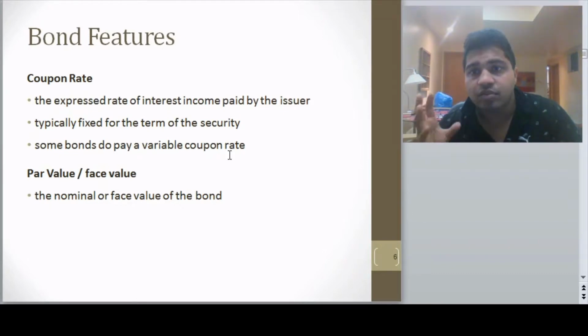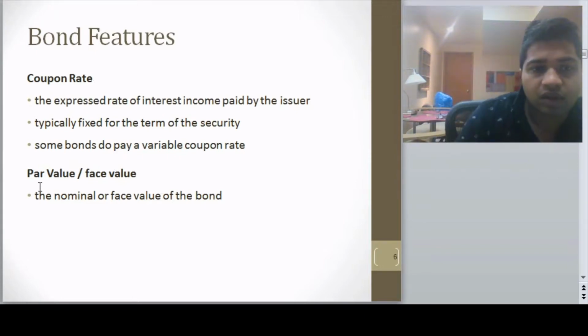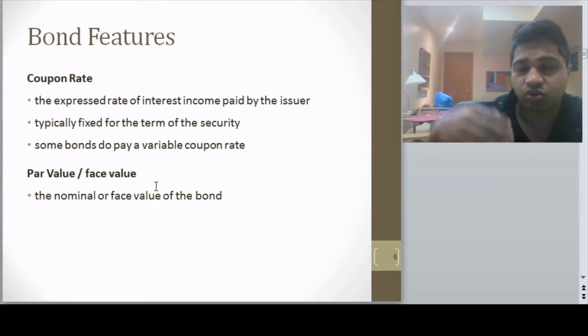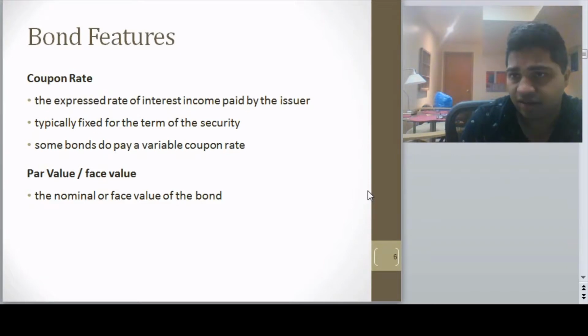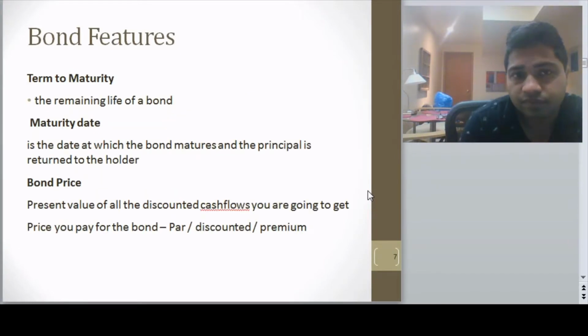In North America, most bonds pay semi-annual coupons. So every six months, you get coupons. Face value or par value is the principal amount that is returned to you when the bond matures, generally expressed as 100 or 1000. Term of maturity is the remaining life of the bond. Maturity date is the date at which the bond matures and the principal is returned to bondholders.